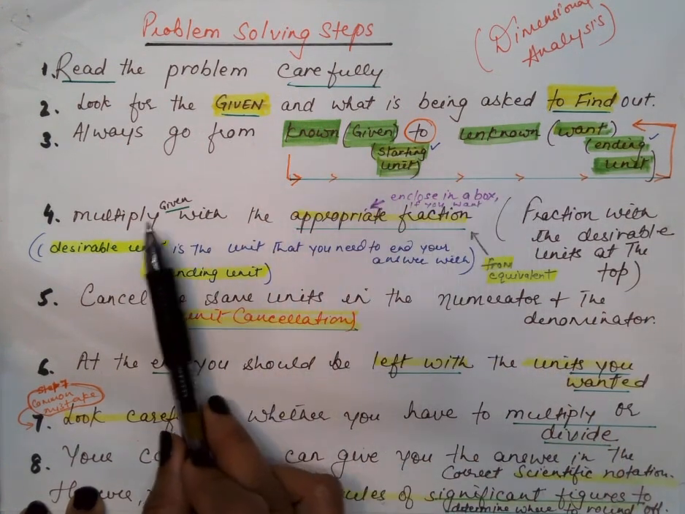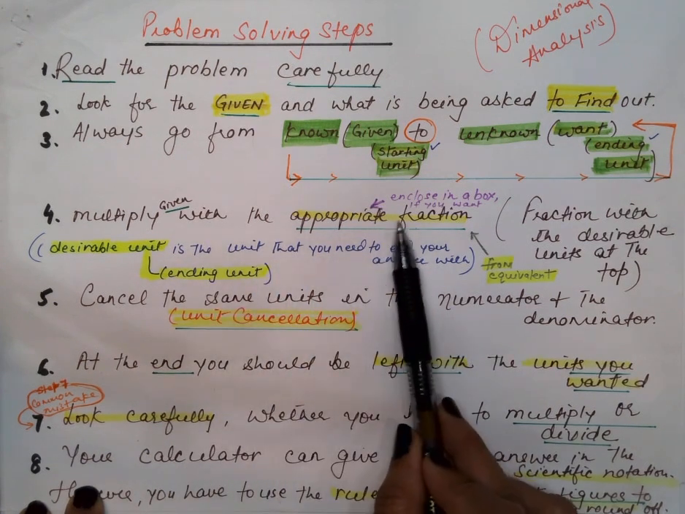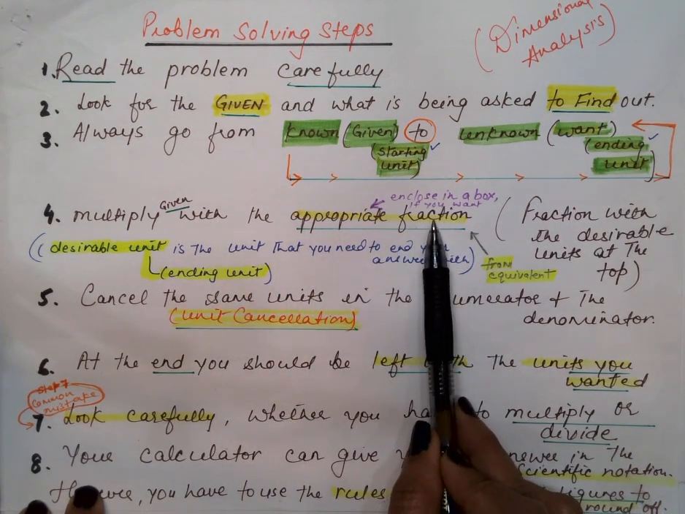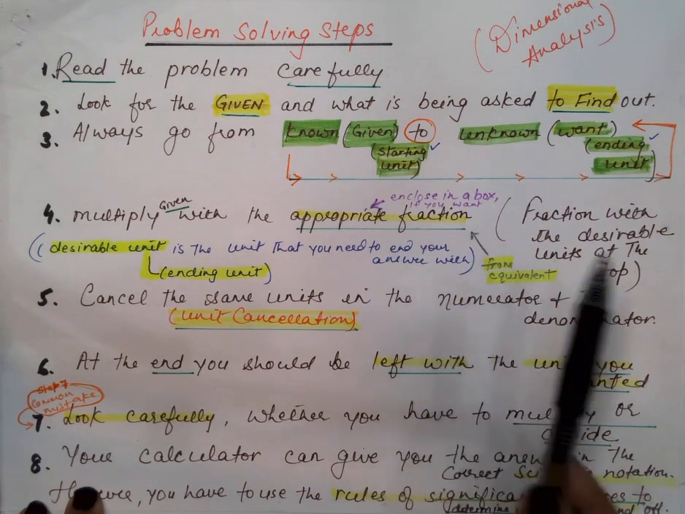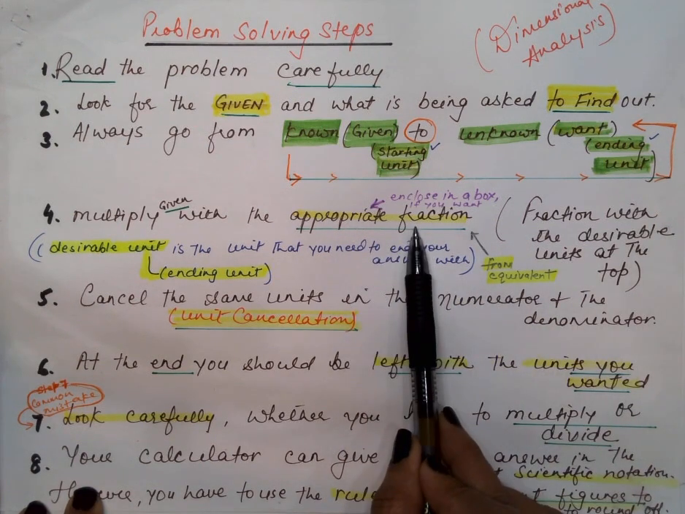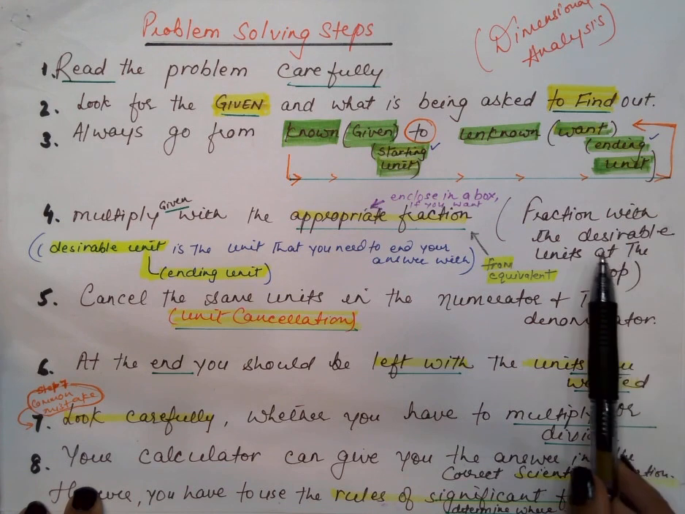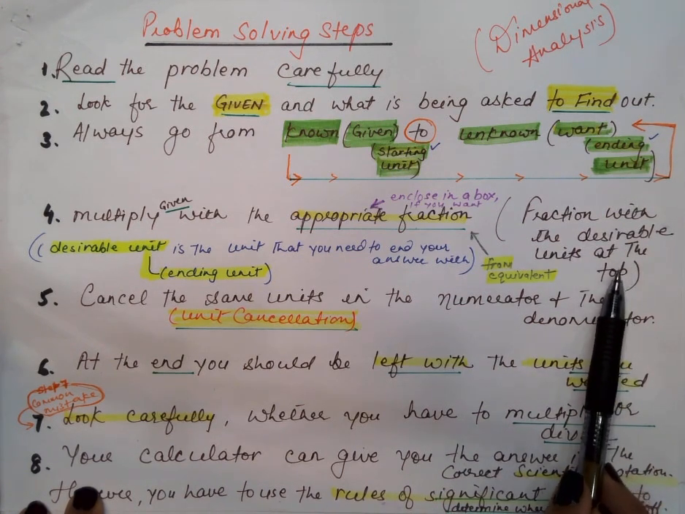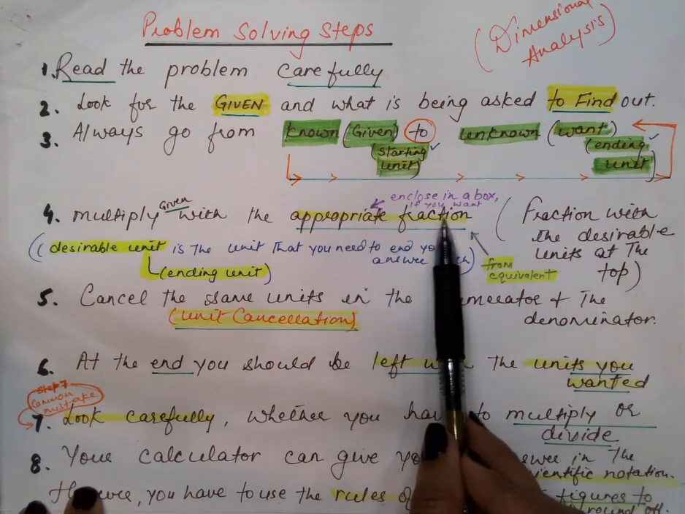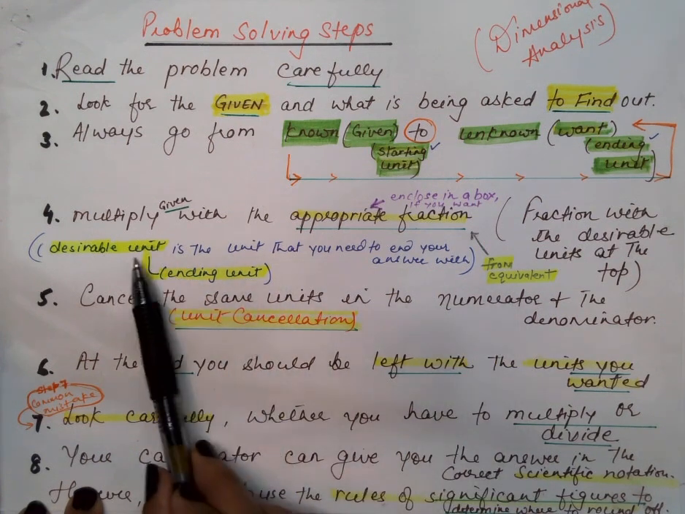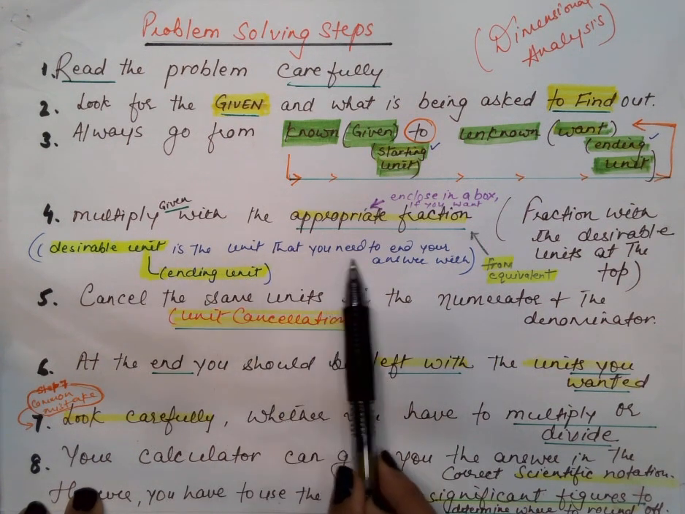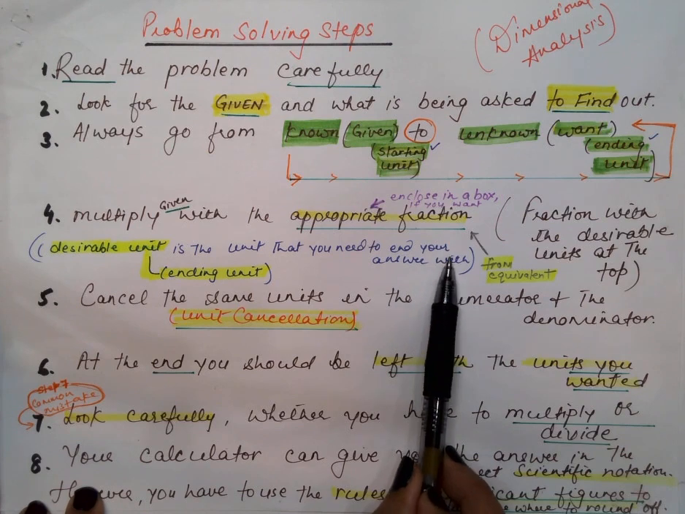As I just said, you multiply the given over 1 with the appropriate fraction. Now, some places you might see that fractions are enclosed in a box. That's your choice; if you want, you can put them in a box. Again, what is an appropriate fraction? An appropriate fraction is one where you have the desirable unit at the top. The desirable unit is the one that you want to see in your answer. How do you get those fractions? You get them from equivalences. Once again, the desirable unit is the unit that you need to end your answer with.